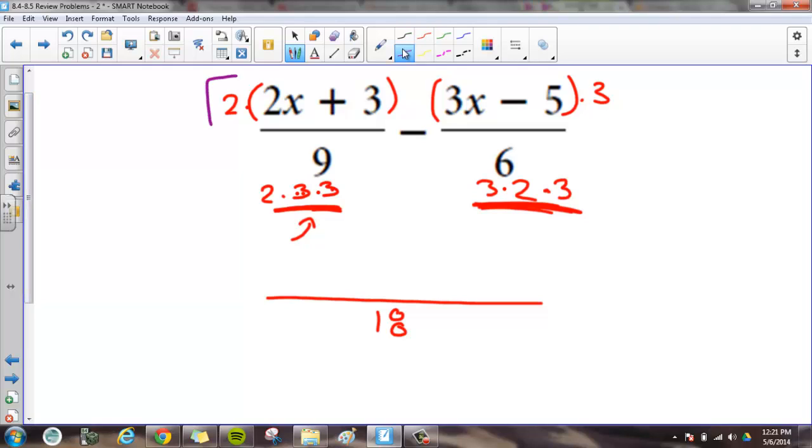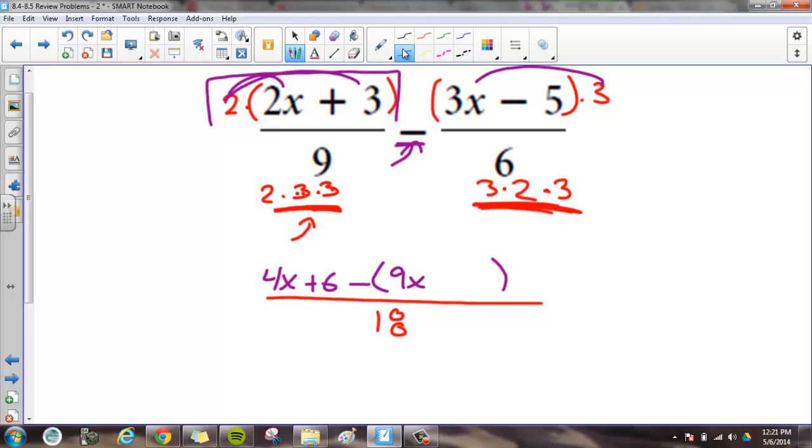Now let's focus on our top right here. We're going to bring this in. I got my 2 times 2x, which is 4x. And I got my 2 times 3, which is 6. I'm going to subtract, because of the subtraction sign right there. Subtract, put parentheses around it. Now I got my 3 times 3x, which is 9x. And I got my 3 times my negative 5, which is negative 15.